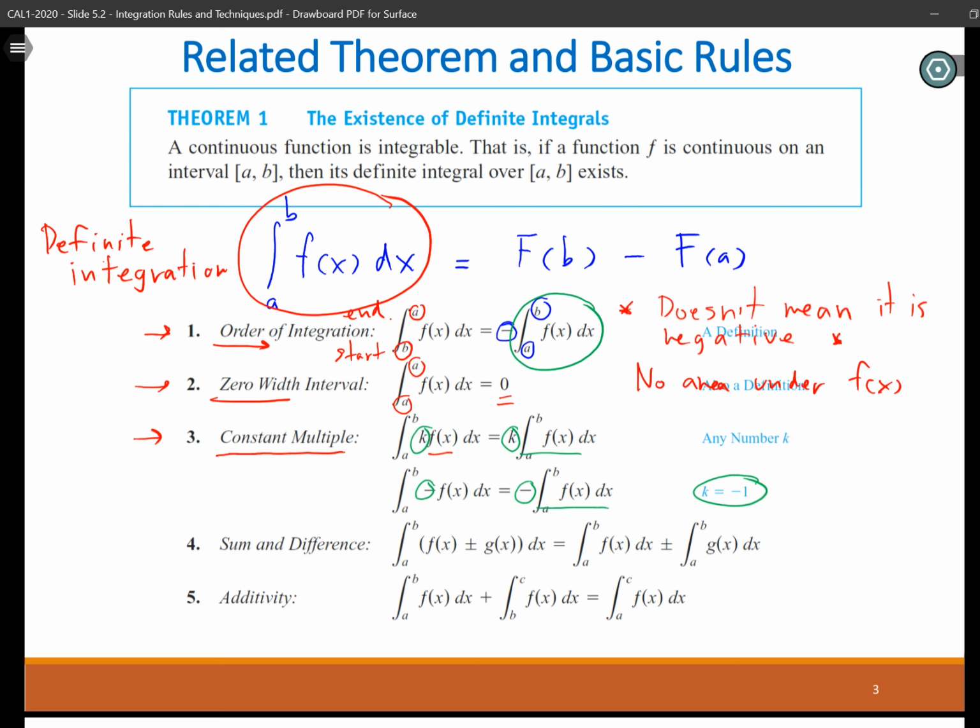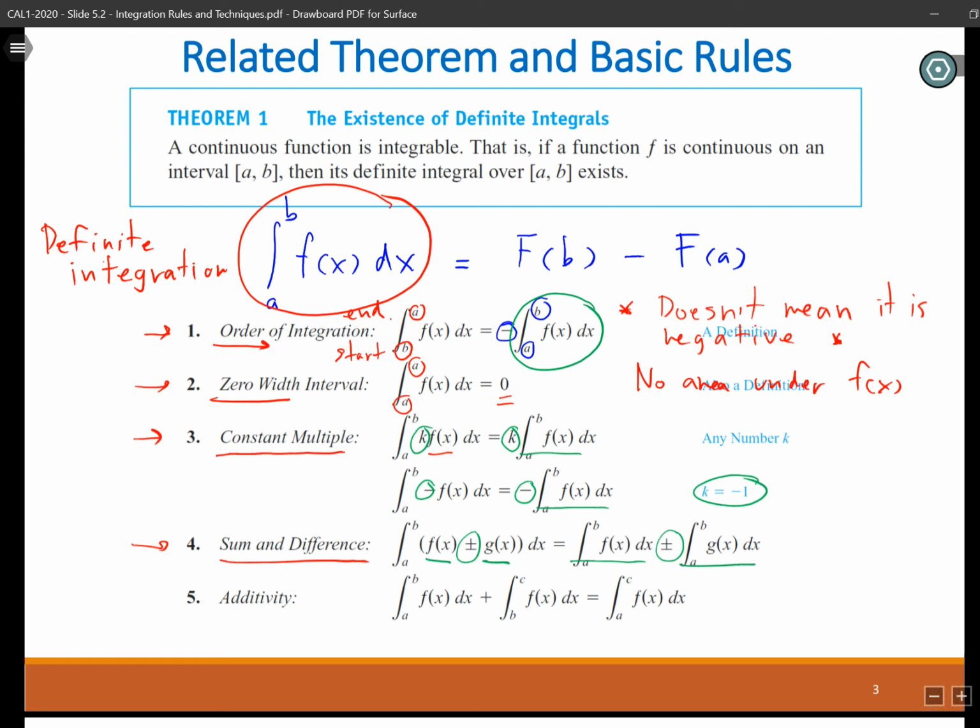Now, next one. This property, sum and difference. In this case, you want to perform the definite integration of two functions. So we have this f(x) and g(x), and they are summed together or subtracted from each other. In this case, you can just distribute the definite integral to each one of them, and the sign of this operation, the link between them, stays the same. All right. So just distribute the integration to each function.